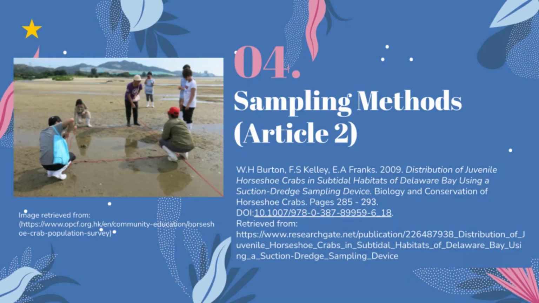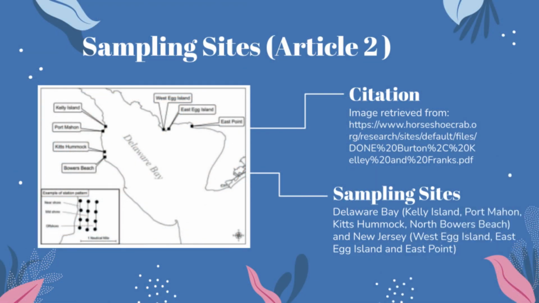The second article of sampling method chosen is the distribution of juvenile horseshoe crabs in subtidal habitats of Delaware Bay using a suction dredge sampling device, written by William H. Burton, Frederick S. Kelly, and Elizabeth A. France. The survey was conducted in New Jersey, including West Egg Island, East Egg Island, and East Point, while the Delaware beaches included Kelly Island, Port Mahon, Kitts Hammock, and North Bowers.